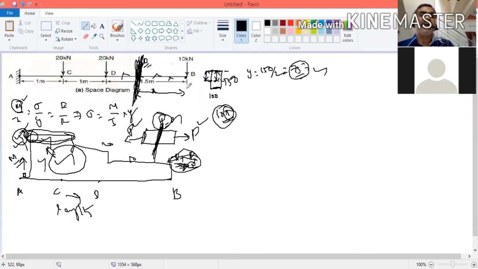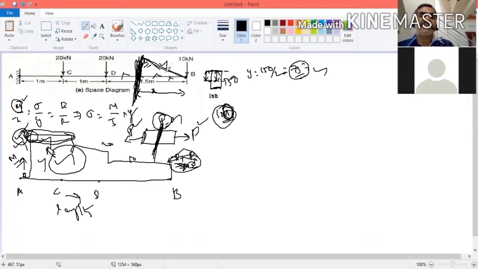Then how will the bending moment vary? At this point, the bending moment will be 0. At this point, it is 10x. It is varying linearly, as a function of x, 10 into x. So you can draw the bending moment like this. What do you understand from this? The bending moment for a point load varies linearly.